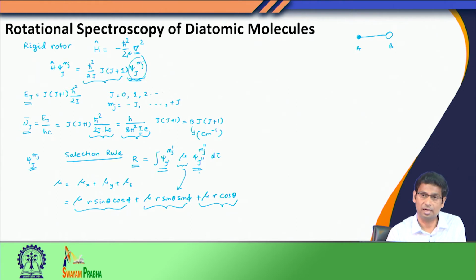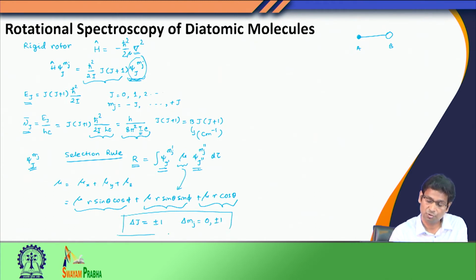Once I do this calculation of these integrals, I would see that R will become 0 unless the following condition is satisfied: unless delta j, that means j double prime minus j prime, is plus minus 1, and delta m j is 0 and plus minus 1. Unless these 2 conditions are satisfied, R will become 0. So, this is a set of selection rules that I will follow for the transition.